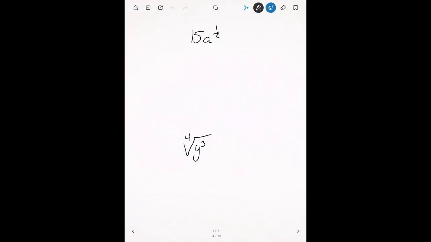So if I was practicing this a little more, I would say, okay, I'm taking 15 and I'm multiplying it by a to the 1/2 power. Now remember, exponents only affect what they're immediately touching. So this 1/2 is only affecting the a. So I have 15 times the square root of a. We are taking the square root of a. My root is 2. Remember, there's an imaginary index of 2 there for the square root.